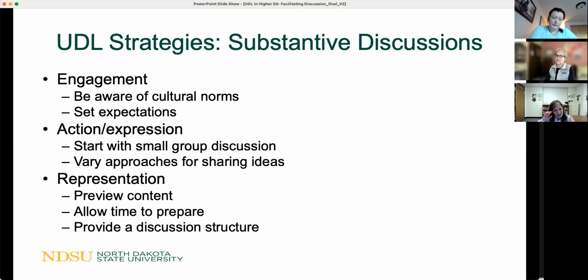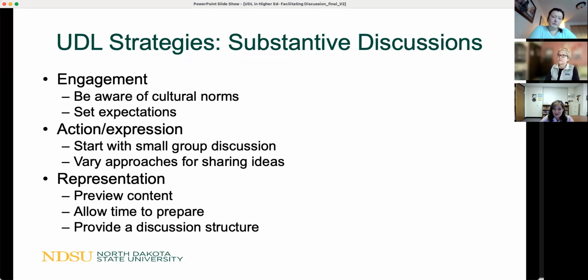All right, so again, using our UDL framework of engagement, action and expression, and representation, let's think about a good discussion. Good discussions take upfront planning, and they can look different in different classrooms and situations, but there are some things you should be aware of. You want to be aware of the cultural norms in your classroom, especially if you've got students that didn't necessarily grow up in this area, or you didn't share the same background as your students. You can set some norms and expectations to make sure you get off on the right foot and people understand what's okay and what's not okay in your classroom.